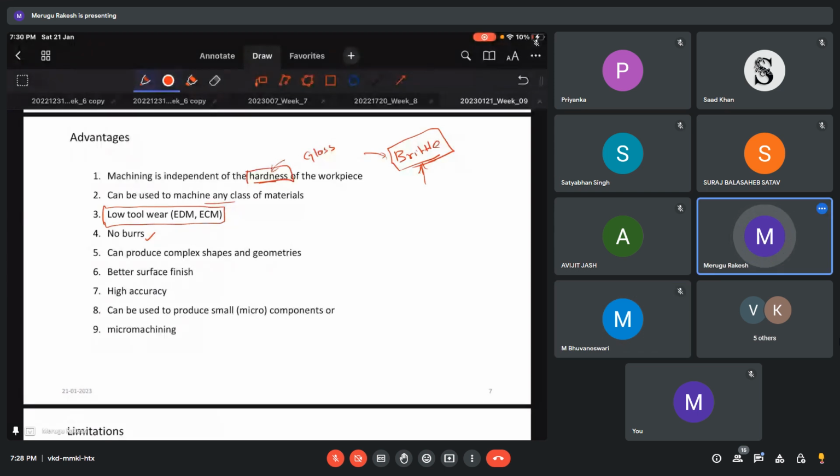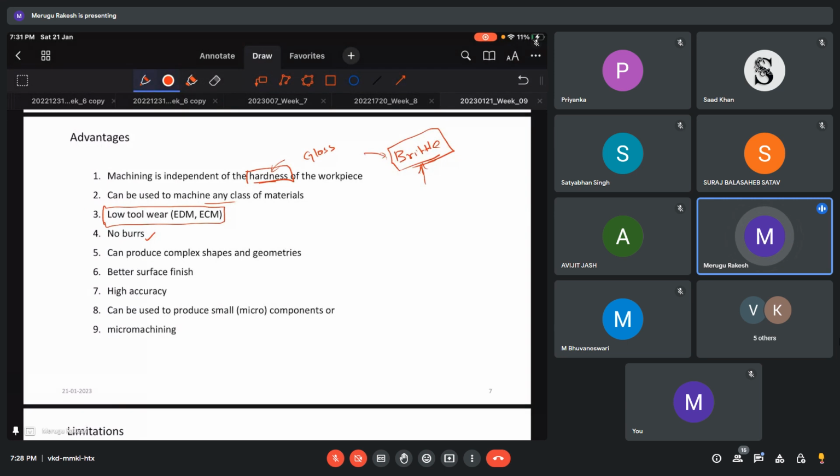Just one: the workpiece should be brittle, the tool should be ductile. Generally, we use copper, you can remember. And the mechanism of material removal is brittle failure. These are the three important things you have to remember in USM. That's it.